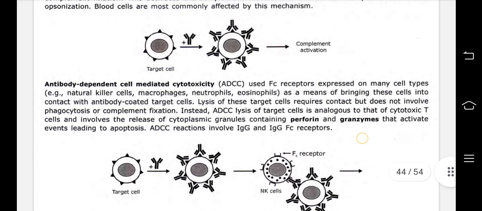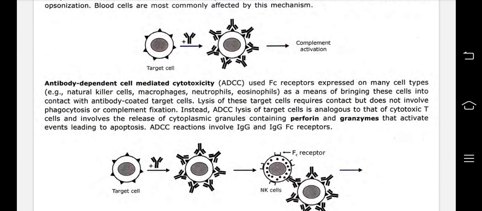Antibody dependent cell mediated cytotoxicity, ADCC, uses Fc receptors expressed on many cell types, natural killer cells, macrophages, neutrophils, eosinophils, as a means of bringing these cells into contact with antibody coated target cells. Lysis of these target cells requires contact but does not involve phagocytosis or complement fixation. Instead, ADCC lysis of target cells is analogous to that of cytotoxic T cells and involves the release of cytoplasmic granules containing perforin and granzymes. These activate events leading to apoptosis. So, ADCC reactions involve IgG and IgE Fc receptors.